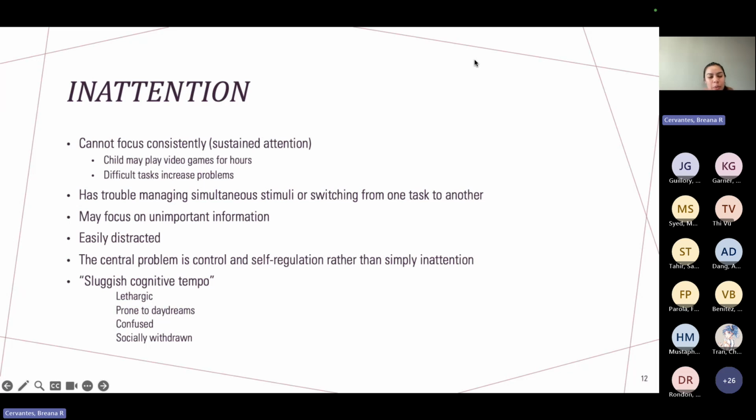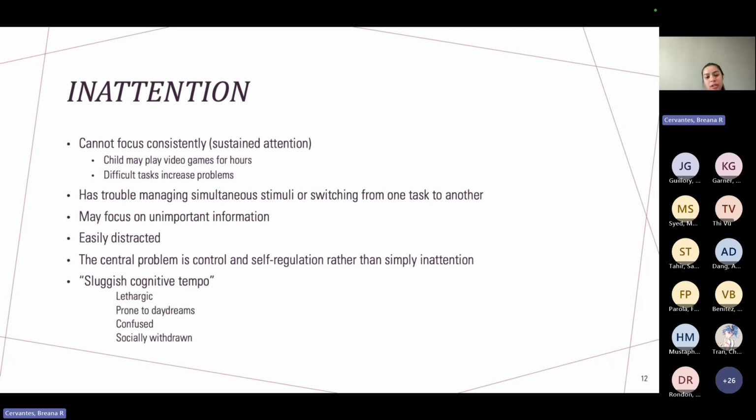Okay, so we're going to talk a little bit more about qualitatively what we might see in the different subtypes. So inattention, again, not being able to focus. And this is the kid that parents might complain about for playing on something for hours. Having trouble managing simultaneous stimuli or switching from one task to another. So again, it's difficult to initiate the task and then to switch your task. So that signals to us some difficulty in executive function. Having focus on unimportant information. I think that one is funny, but has happened many times, feeling easily distracted.